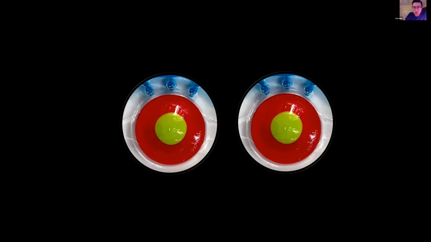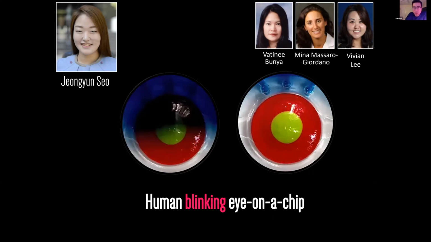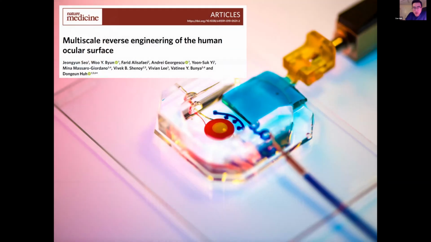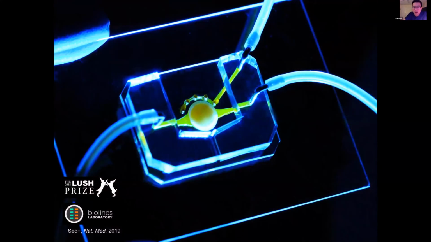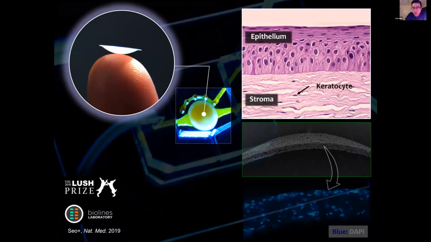So this is the device that we came up with. It's called the Blinking Eye on a Chip, developed by a former CEMB student, Jung-Yoon, in collaboration with 3 ophthalmologists at Penn. This paper came out in Nature Medicine last year. If you're interested, feel free to look it up and read more about it. This is what the device looks like. I'll just show you a movie and then move on.